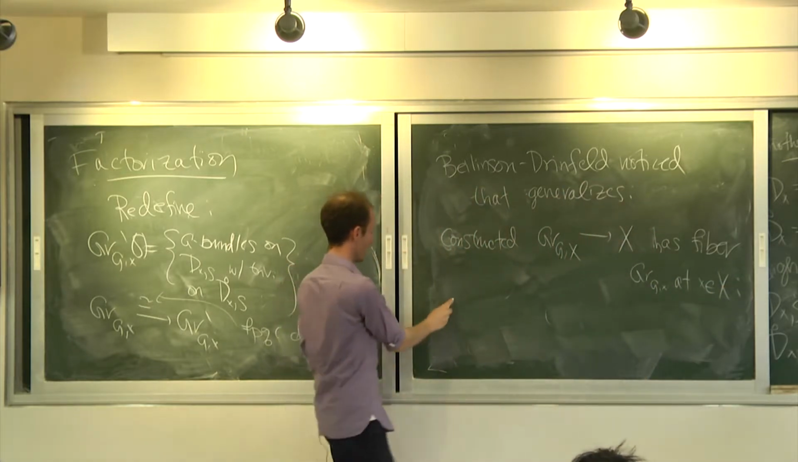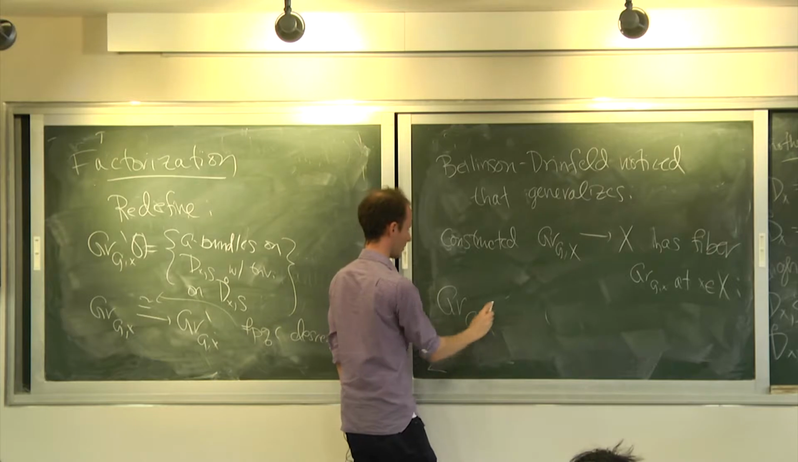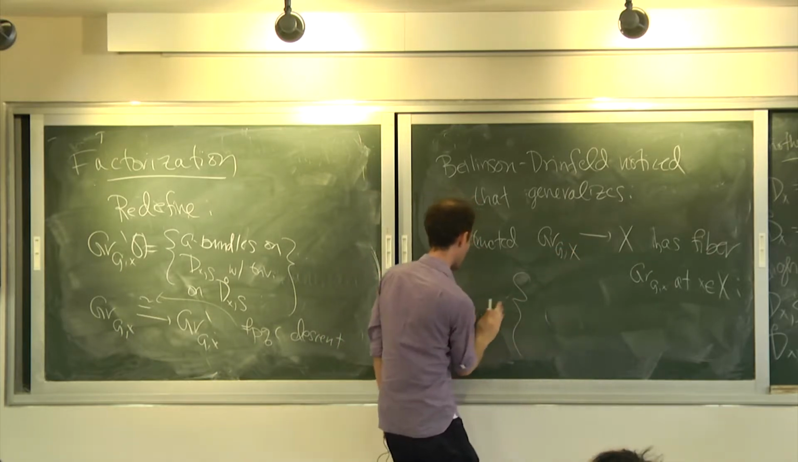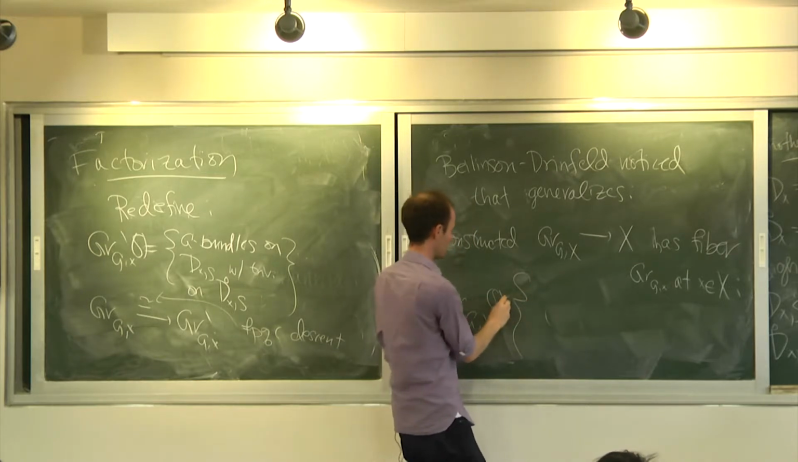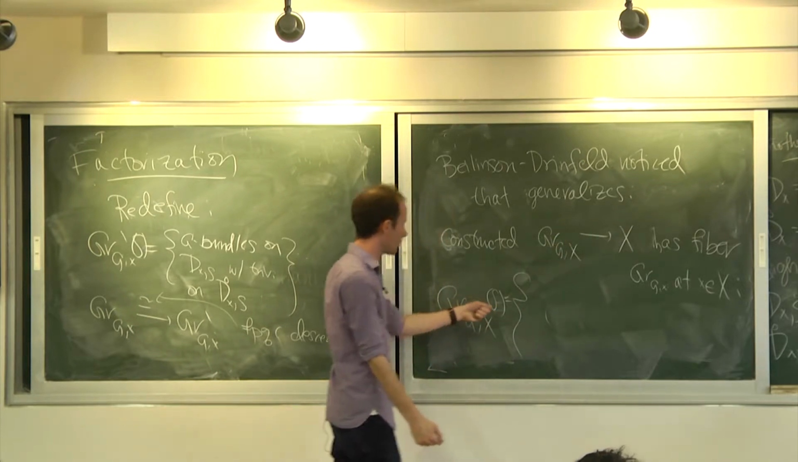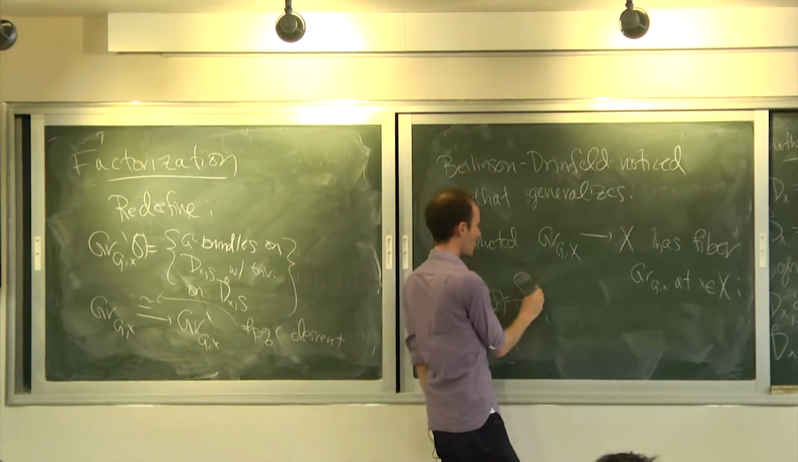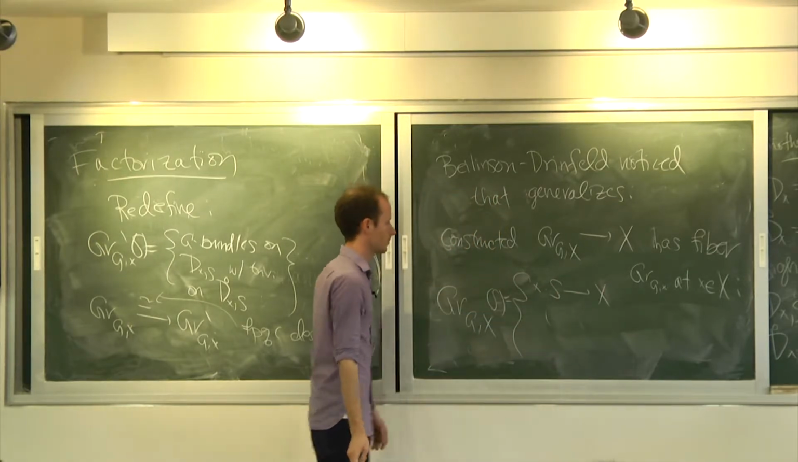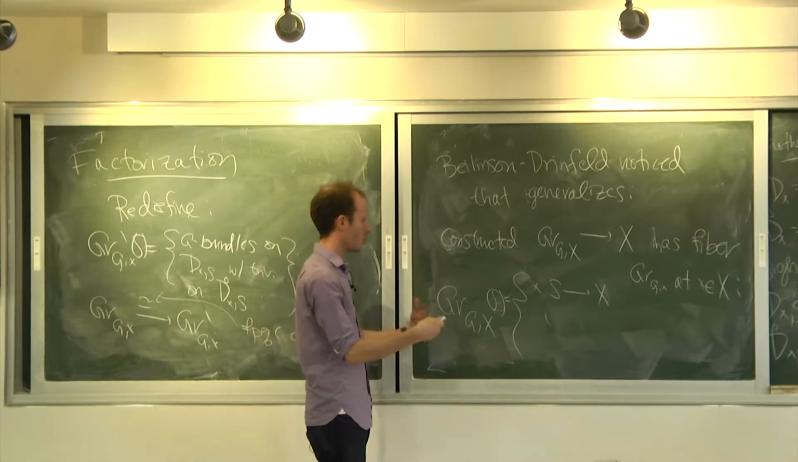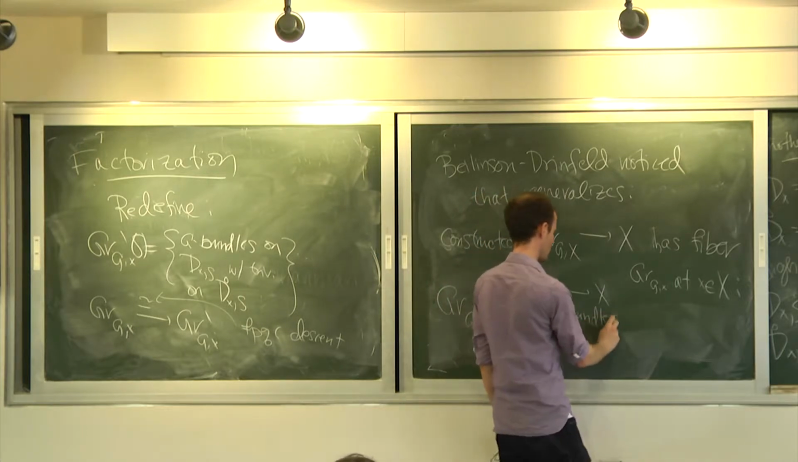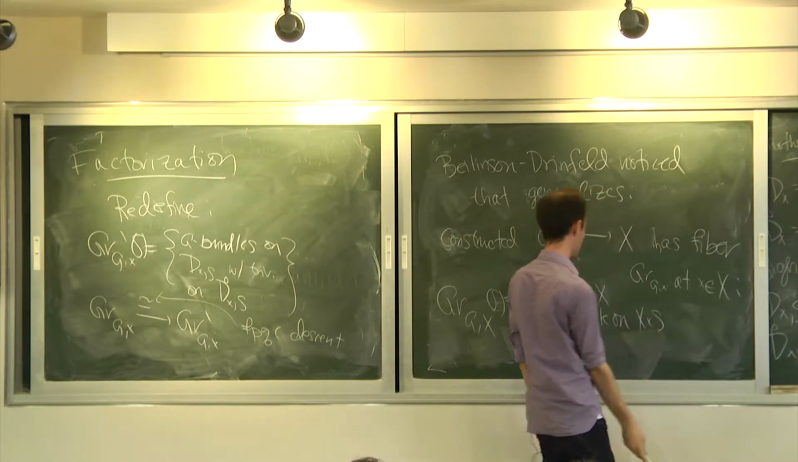So namely, again, I'll define it as a pre-stack. So first of all, the fact that it maps to X means that part of my data here has to be some map from S to X. So I'm going to call that map little x. So I think of it as an S-point of X, plus the data of a G-bundle on X cross S.